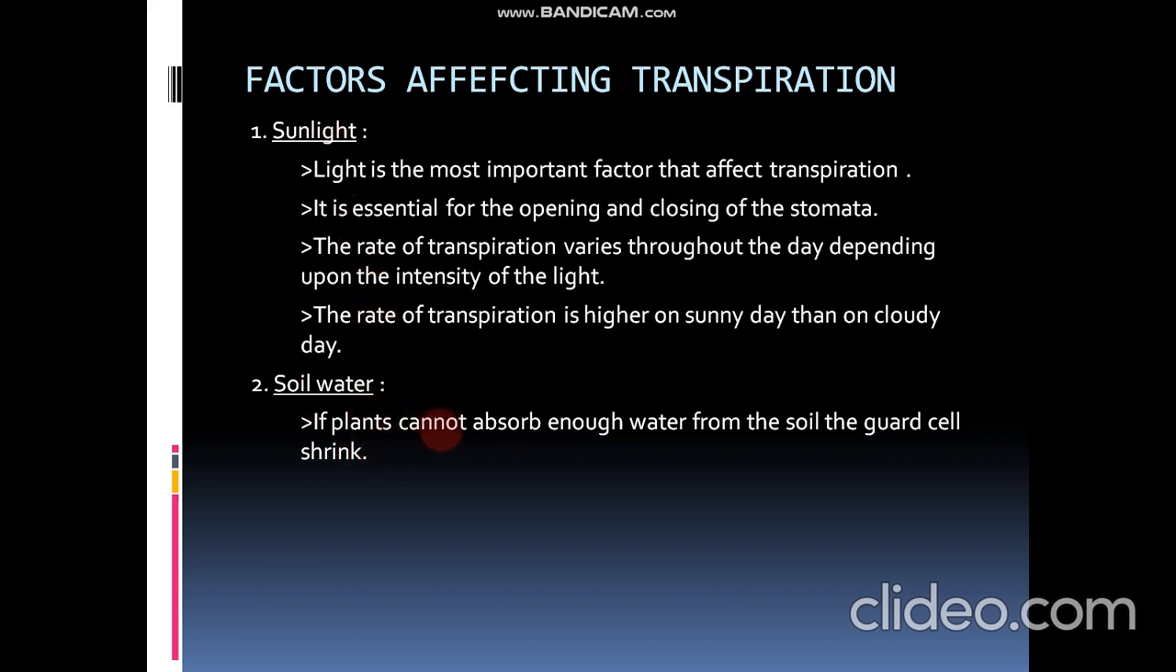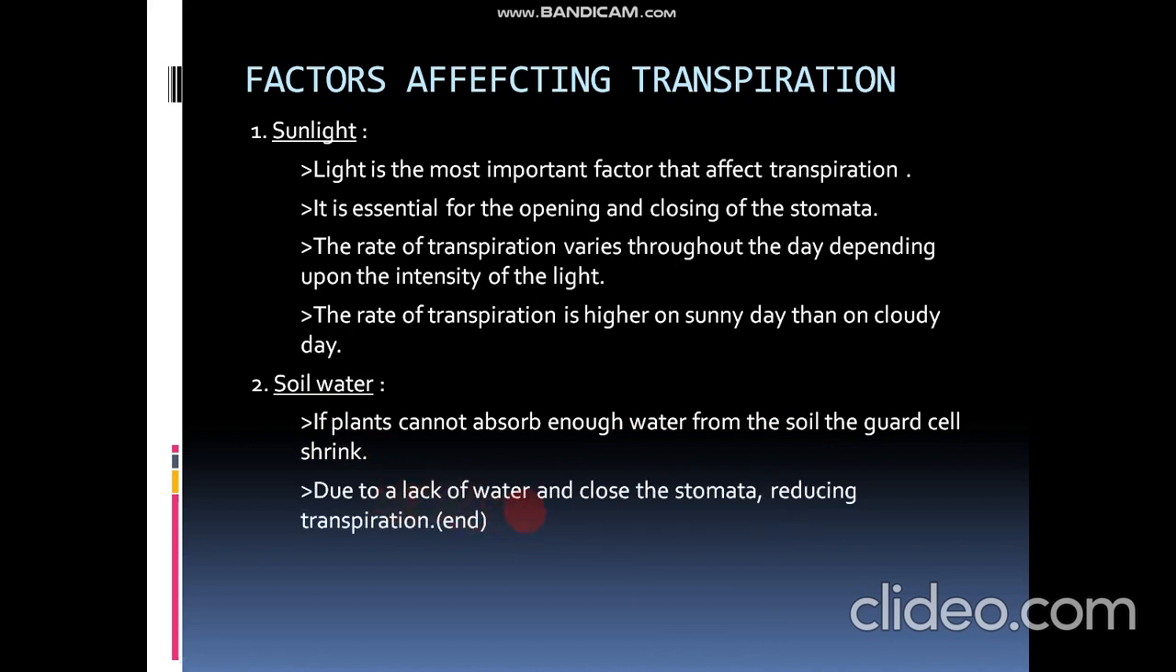Second factor: if plants cannot absorb enough water from the soil, the guard cells shrink. If the soil does not provide enough water, the guard cells will automatically shrink, because there is not enough water. That shrinking happens due to lack of water, and the stomata close, reducing transpiration. So two points are given here. Soil water is an important factor.